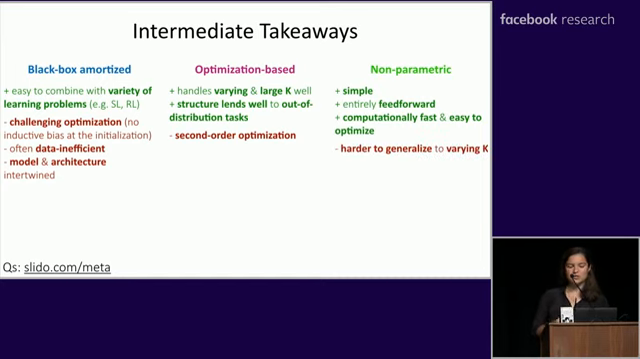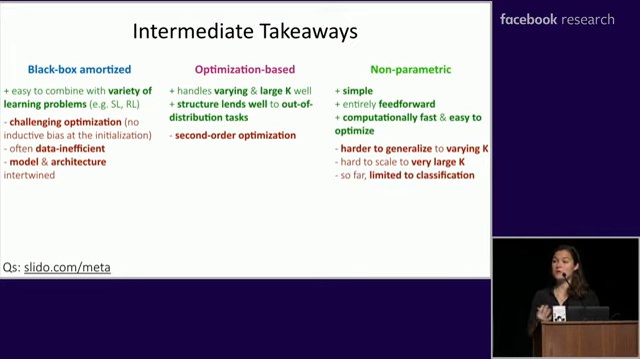They're harder to generalize to varying k. This is more of an empirical observation than a theoretical one. And of course, because they're using non-parametric approaches, they're harder to scale to very large k because the computation grows with more and more data points. And lastly, these approaches so far have been limited to classification approaches because you're inherently making decisions based on the data points that you've seen so far.